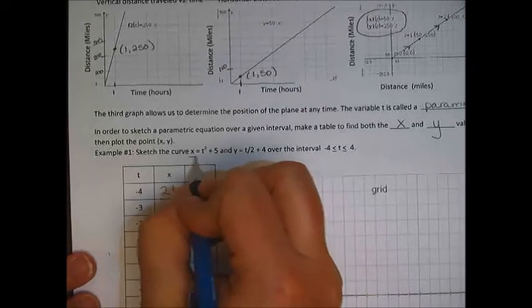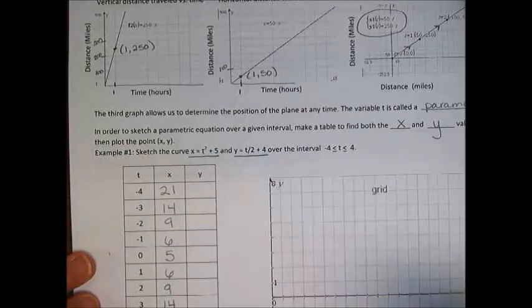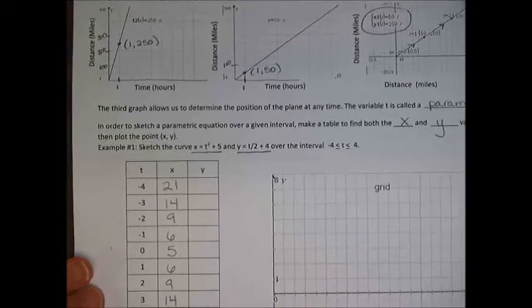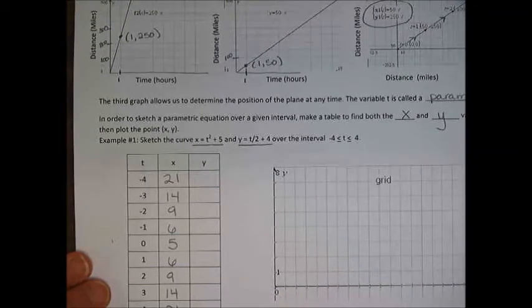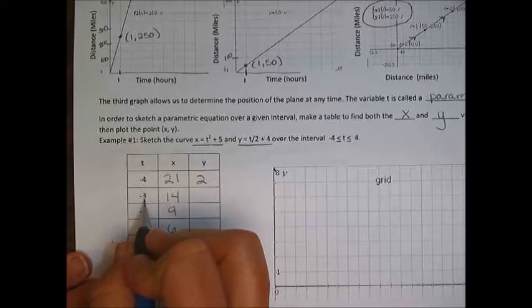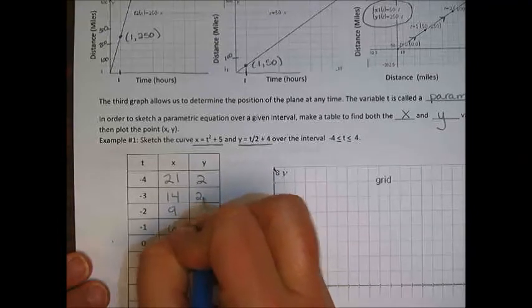And that was using the equation for x. Now using the equation for y, I'm going to take half of my t value and add 4. So half of negative 4 is negative 2, plus 4 is 2. Half of negative 3 is negative 1.5, plus 4. It's like subtracting 1.5 from 4, so 2.5.